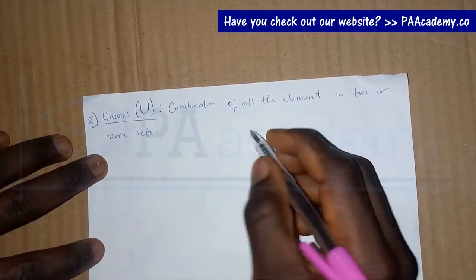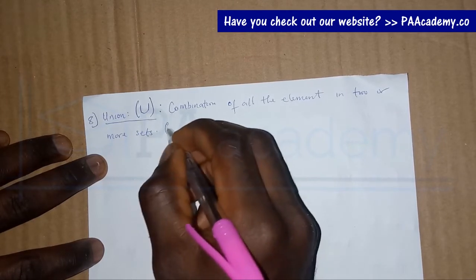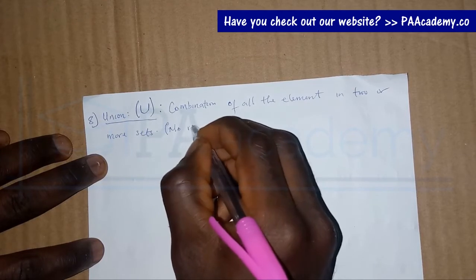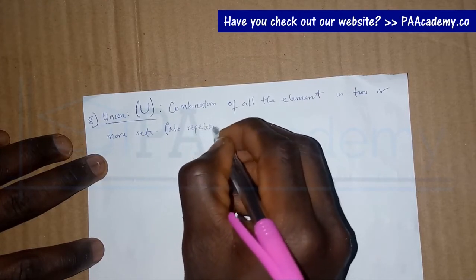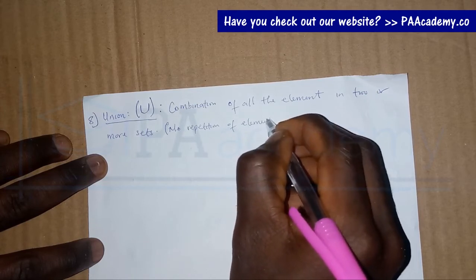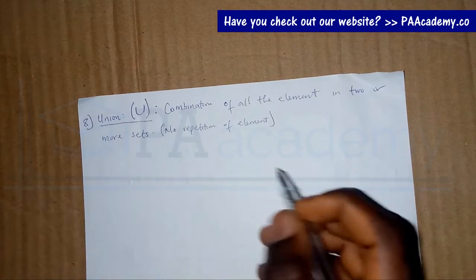Exactly. And there's one thing you also have to notice: there is no repetition of elements when you are considering the union of a set. Alright, so let's look at an example.